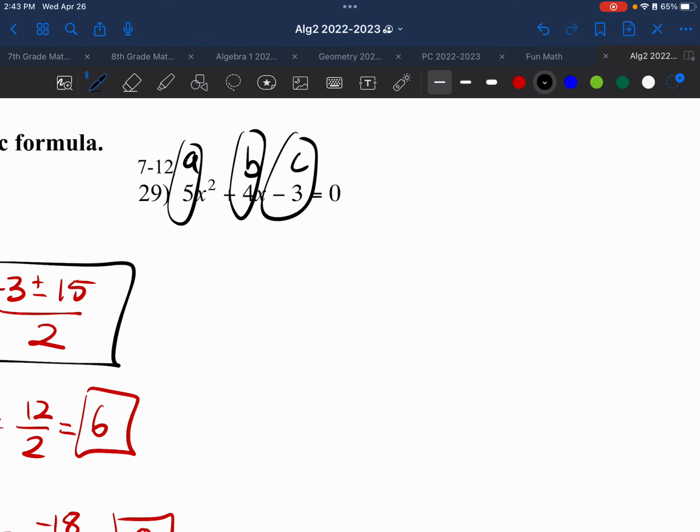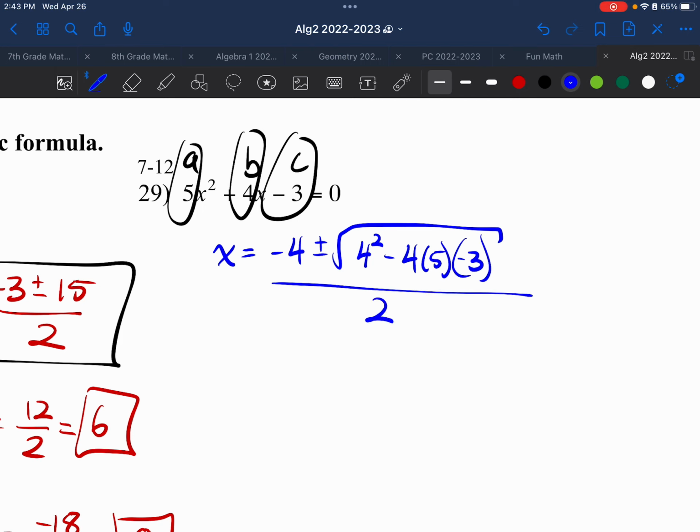So again, I'm kind of singing the Pythagorean theorem in my head as I write this down. X is equal to negative B, negative 4 plus or minus the square root of B squared, 4 squared, minus 4A, which is 5, C, negative 3, all over 2A, which is 10. All right. And immediately I see a negative times a negative is a positive, so there's going to be a square root in here with a plus in between.